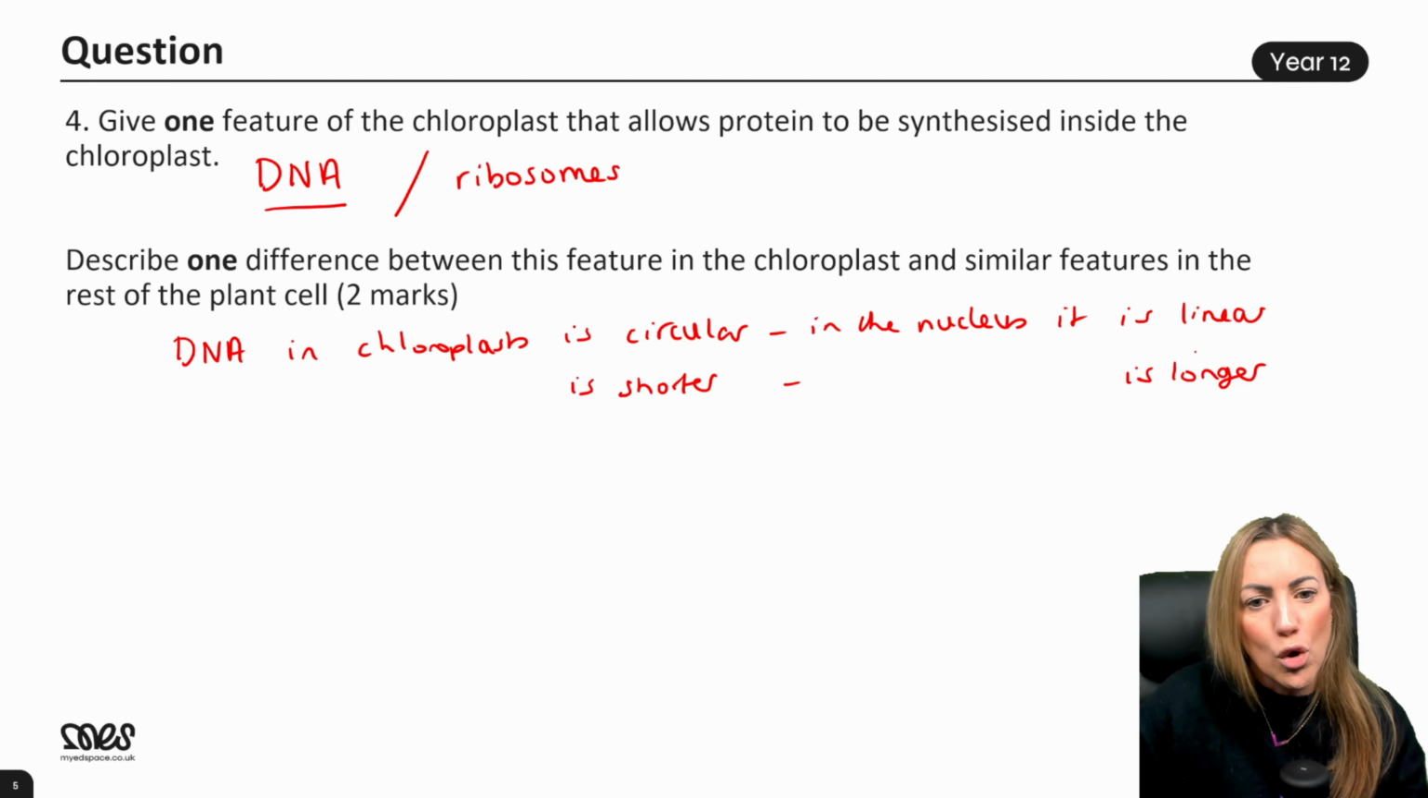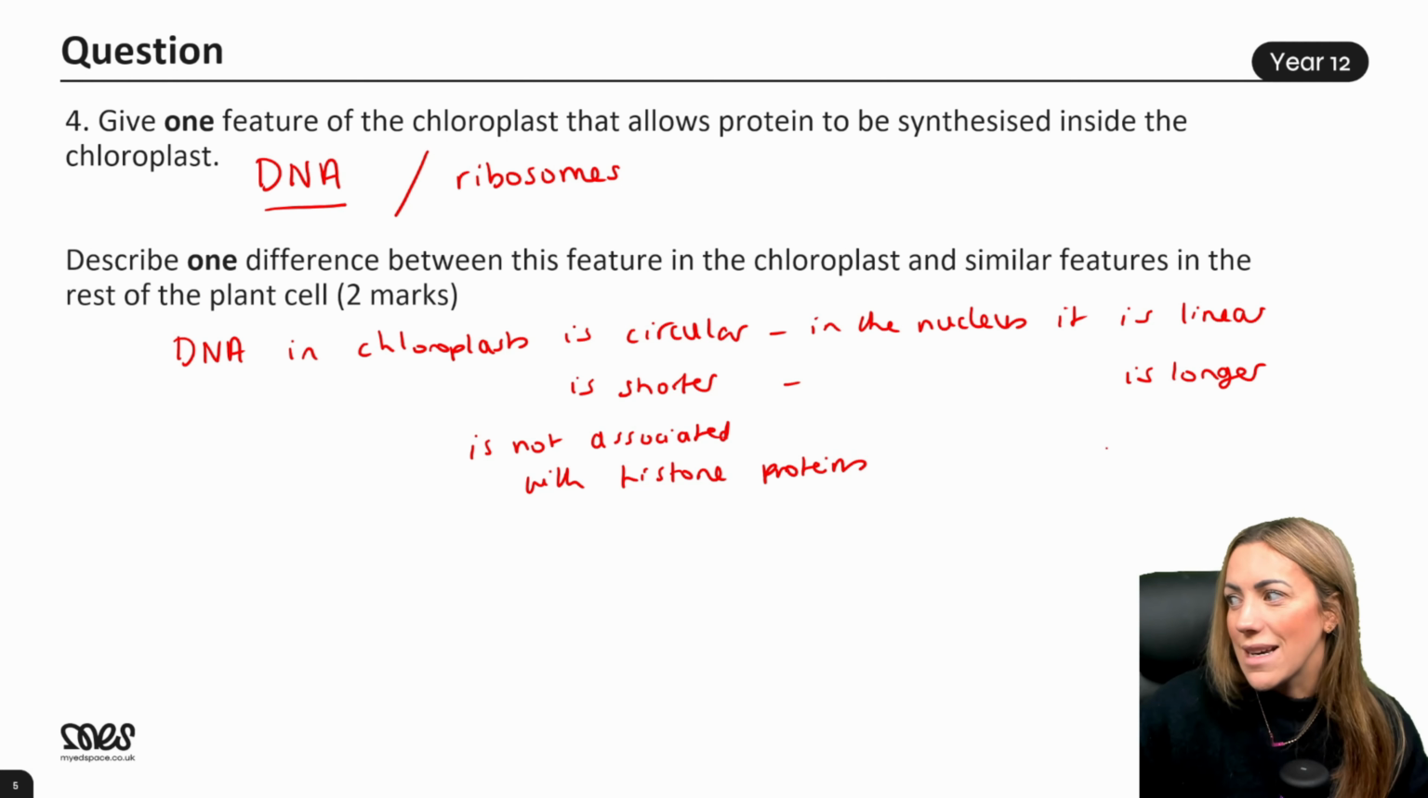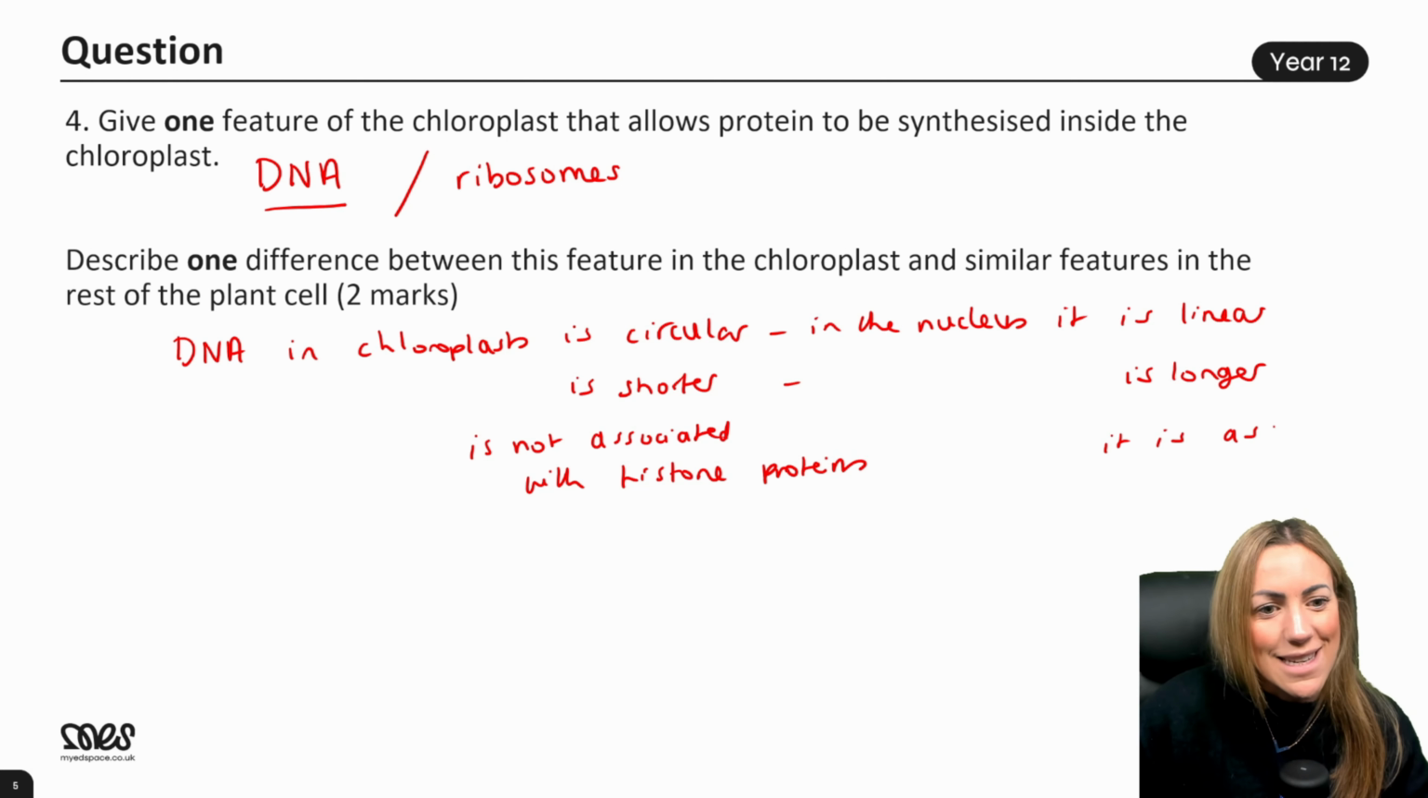There's many more nucleotides. The other one you could go for if you went for DNA is DNA in chloroplasts is not associated or not wrapped around histone proteins. Obviously, in the nucleus, it is associated with histone proteins.